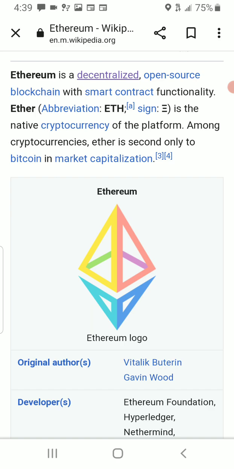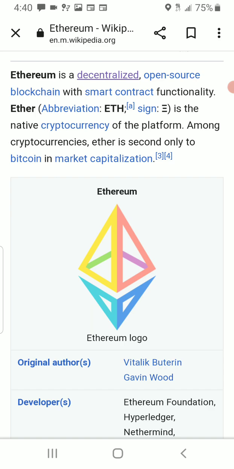Open source means that it's open for the public. The code, the way Ethereum is built, is open for everybody to see. And a smart contract just means a contract, but it's smart. It's a digital contract. So Ethereum is a smart contract. Ethereum has smart contract functionality.